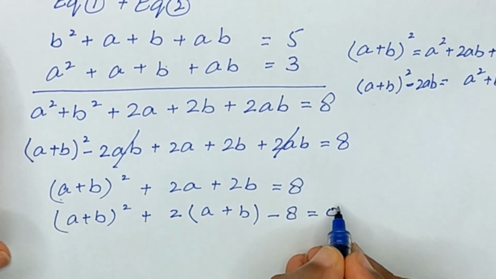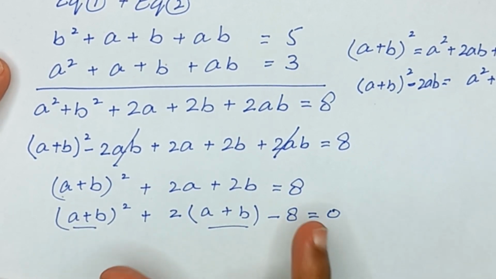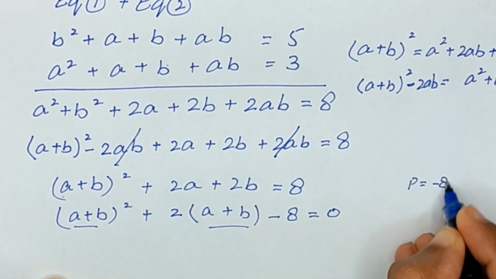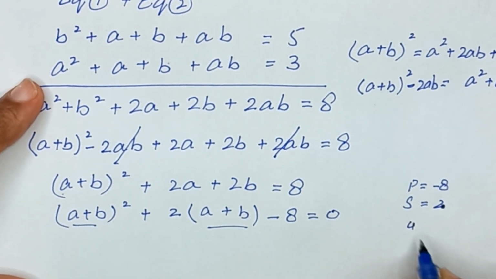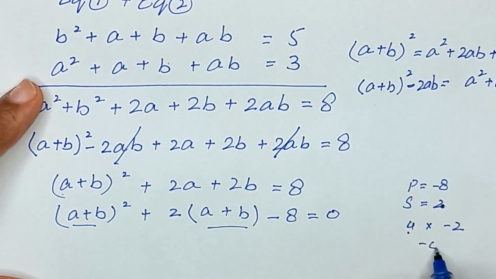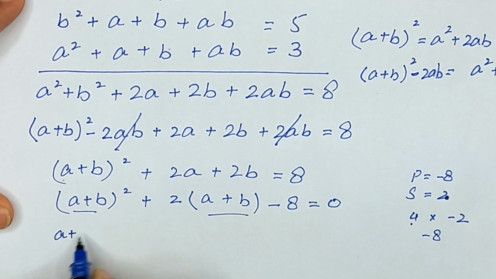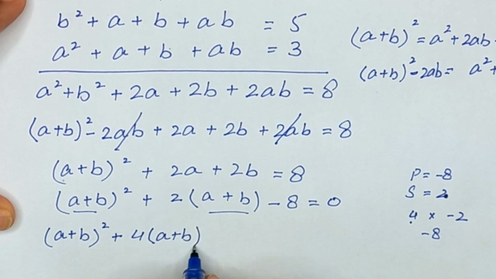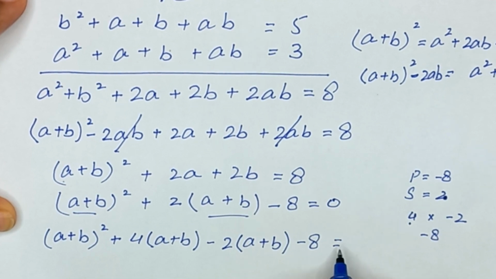is equal to 0. Now we can see that it is the form of a quadratic equation in terms of A plus B. So we will solve it by factorization. So product should be equal to minus 8 and sum should be equal to 2. So here we will take factors 4 and minus 2. So product will be 4 into minus 2 is minus 8, and sum is 4 minus 2 is plus 2. So it will become A plus B whole square plus 4 into A plus B minus 2 into A plus B minus 8 is equal to 0.